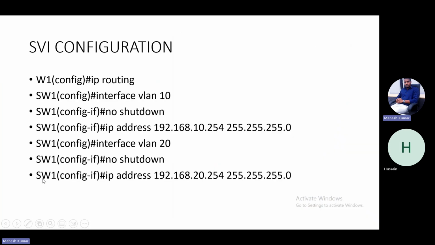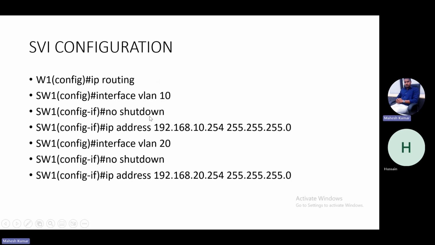Here is how to configure it. You just need to enable IP routing, because by default routing is disabled in the multi-layer switch. By using the command ip routing, we can enable routing. After that, we need to create interface VLAN 10. That is not a physical interface. Remember, we create a virtual interface based on our VLANs: interface VLAN 1, 2, 3, whatever you use.